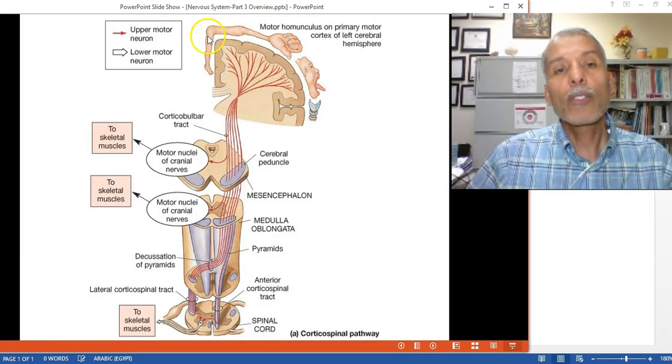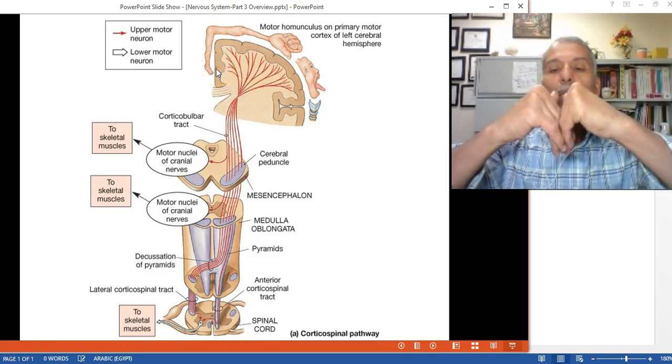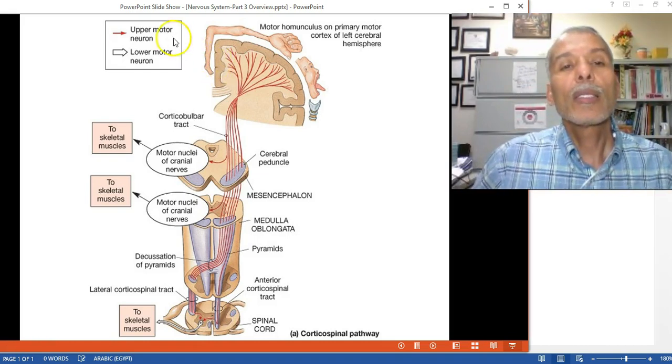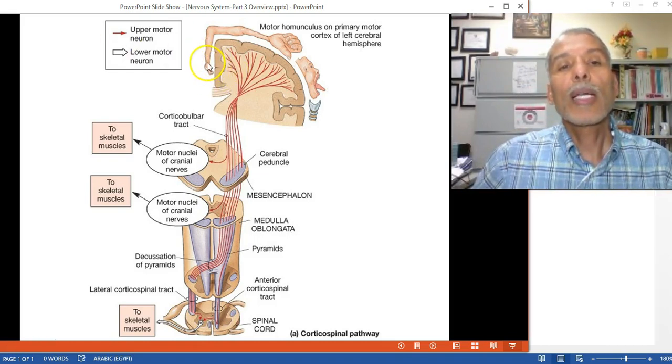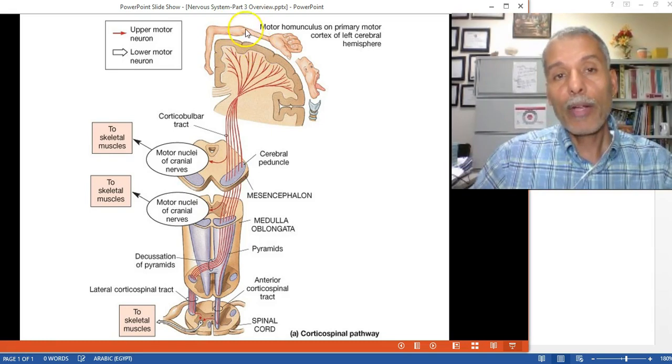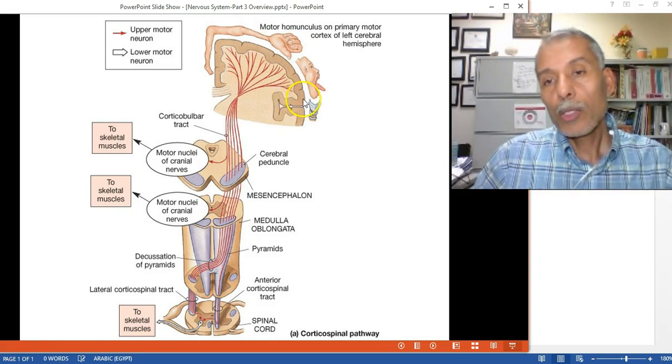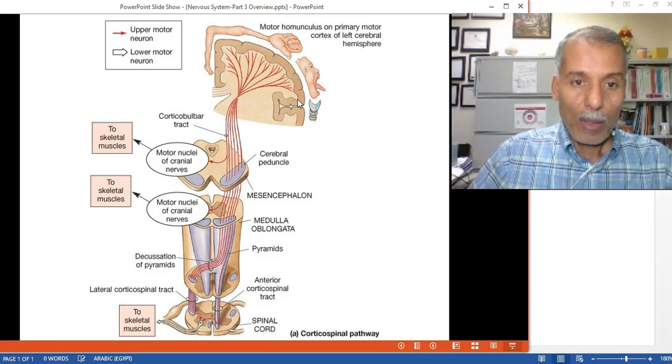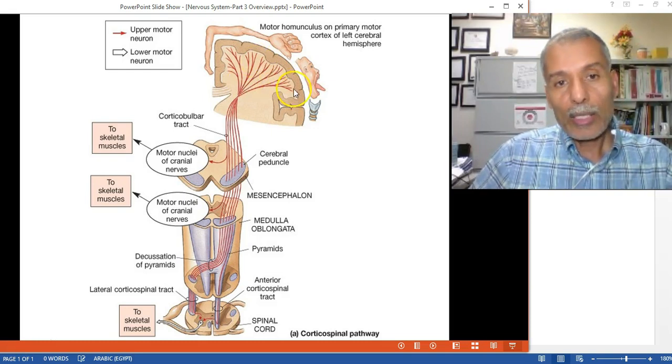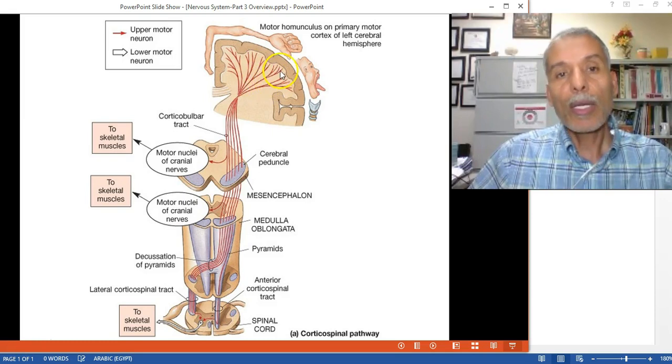Here's again the motor homunculus. The area in between the hemispheres is specialized in moving the toes and ankles and the knee, and then here the torso, and then the shoulders, and then a big area for the hand and arm, and then the face, and then the larynx and the throat, swallowing mechanisms here. So you can see the connections now, the axons coming down to form pathways.